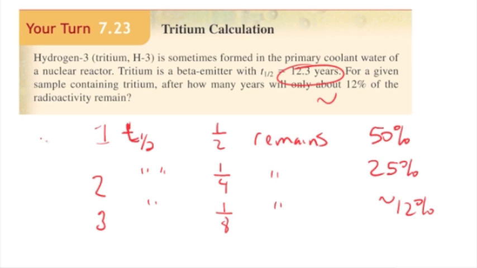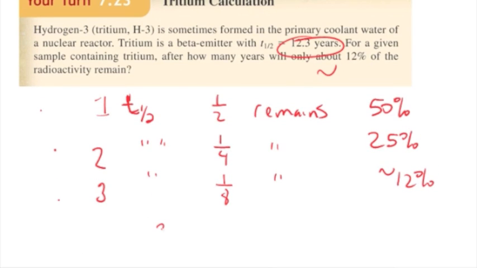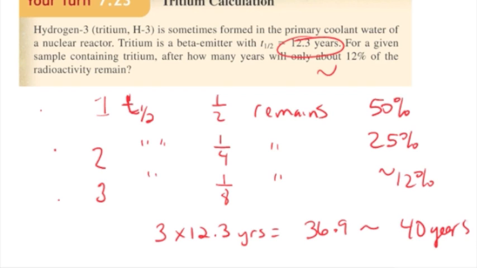So it would be 12.3 years plus 12.3 years plus 12.3 years, or 3 times 12.3 years equals about 36.9, which is about 40 years. So I would say, to answer this question, after about 40 years, 12% of the radioactivity would remain.